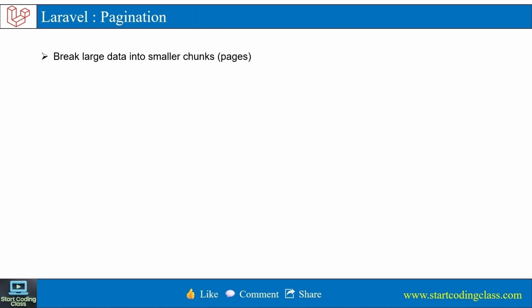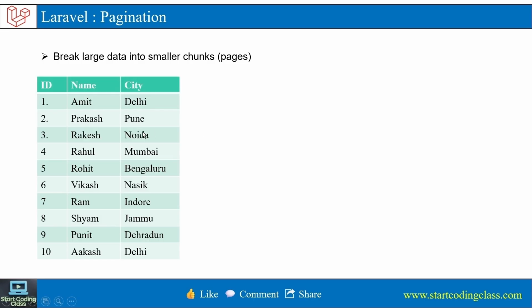Pagination is just breaking large data into smaller chunks, smaller pages. We have a page. We have fetched the data from the database. Suppose we have 10 records, but it may be 10,000 or 12,000. So all the data is in the same page, so we have to divide the data part wise.